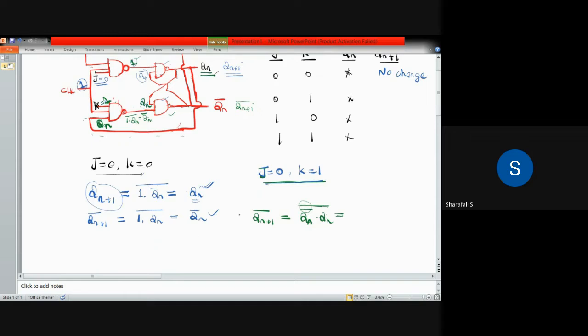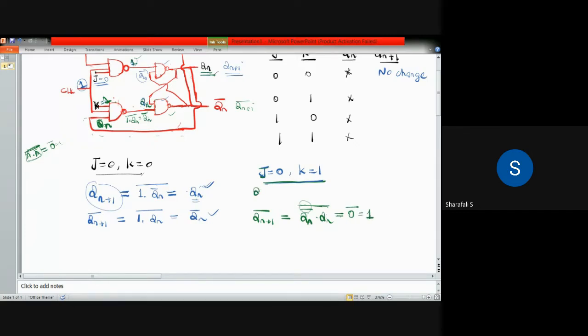So if you consider a dot a bar, this a dot a bar will be 0, because if a equal to 1, then a bar will be equal to 0, or if a bar is equal to 1, then a equal to 0. So either way, one of these variables will be equal to 0. So if you take the product, then it will become 0. If you take whole bar, then that will become 0 bar equal to 1. The same scenario here, Qn bar dot Qn is equal to 0, and you have to take a complement of that. So 0 bar will come, and this will be equal to 1.